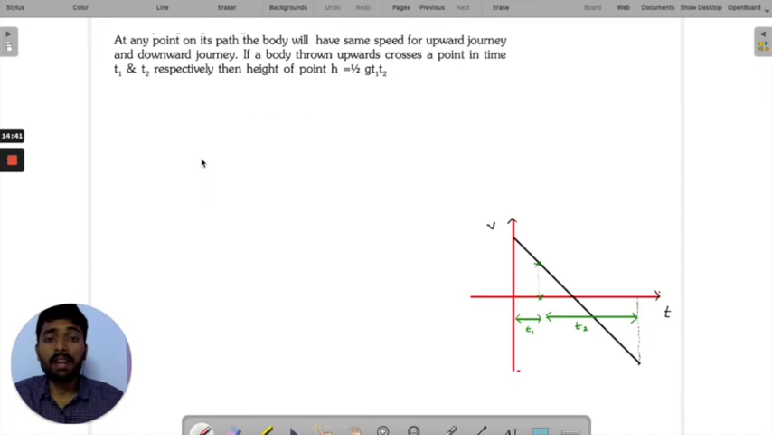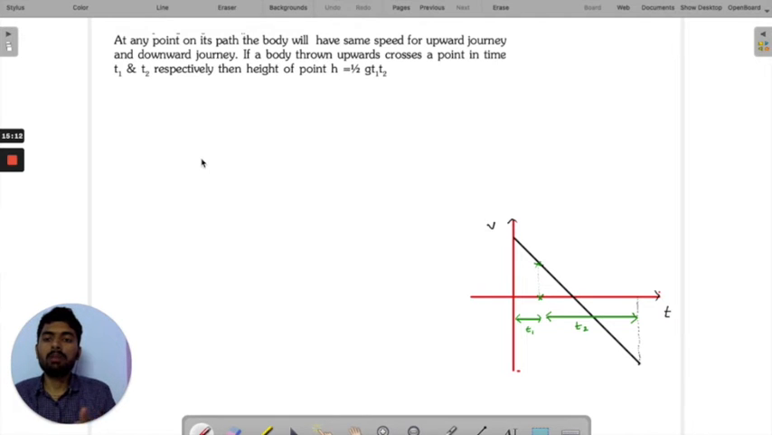Now let's take another question, and a very interesting question, which we'll try to solve from this knowledge. So at any point on its path, the body will have the same speed for upward journey and downward journey, right? Which is something we have just discussed before. It's an extension of the statement we just discussed. That is, we said at the bottommost point the velocity u would be the same as it was when it was thrown up. When it returns down, it would be the same.